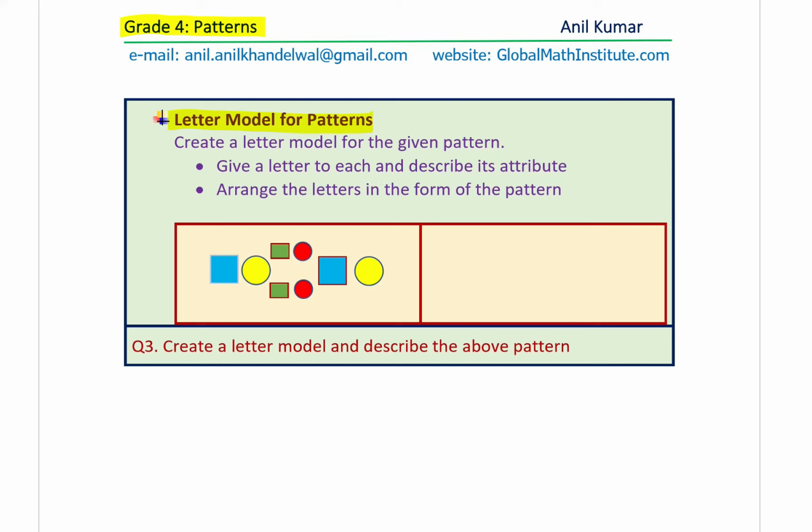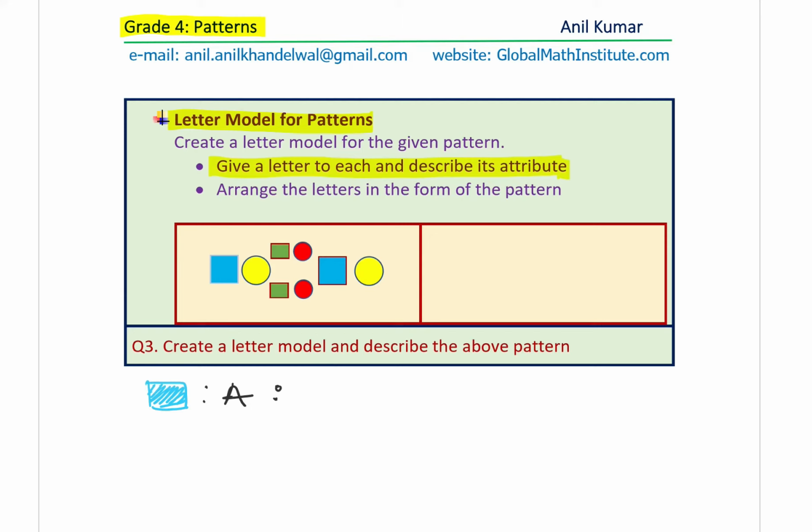So, for example, here we have a blue square, right? So, let me just make one here. So, if I have a blue square here, let me color this blue. Then in that case, we'll say, well, this is my letter A, right? So I'm giving a letter. That is what we mean when we say give a letter to each and describe its attribute. So we have to describe the attribute also. So what is A? It is a square, or you can say blue square.